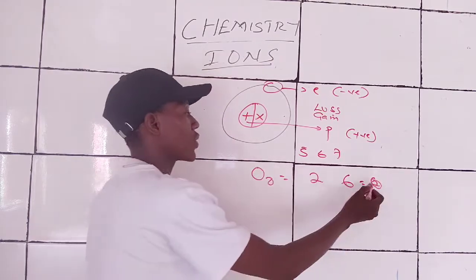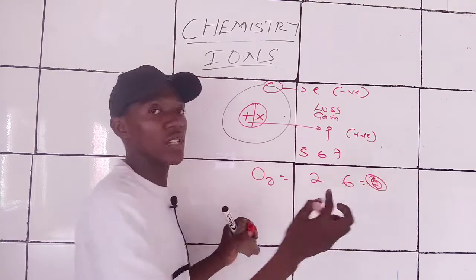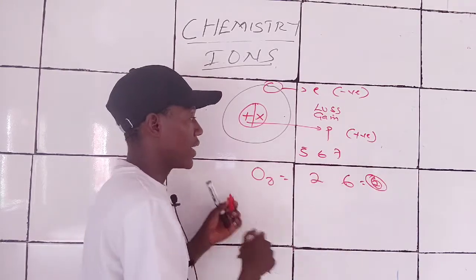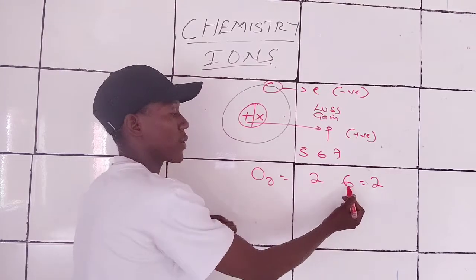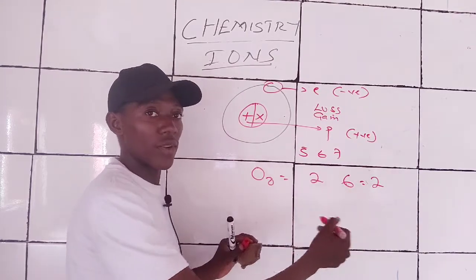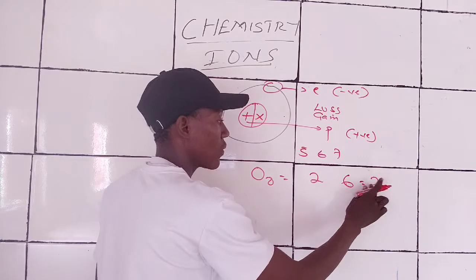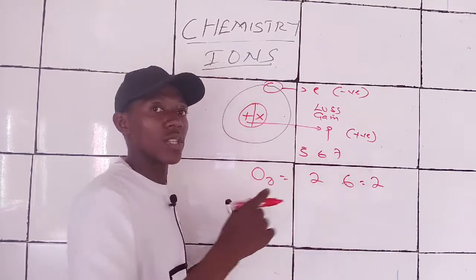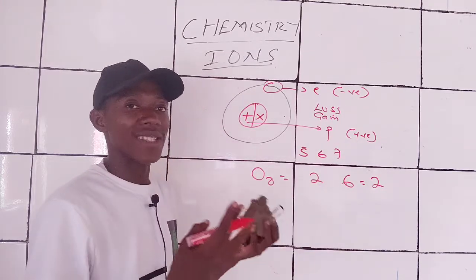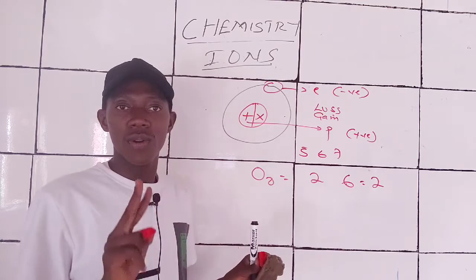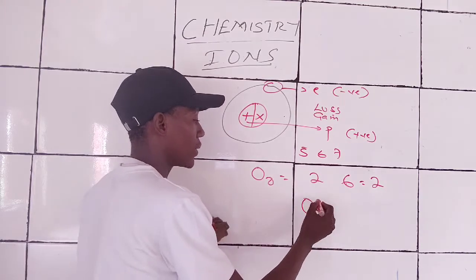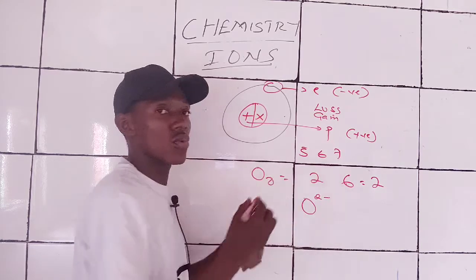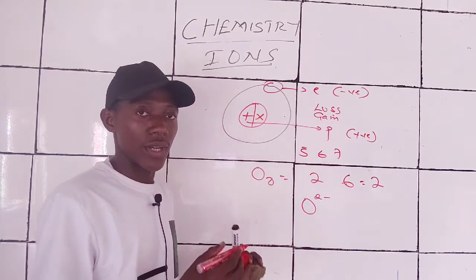So oxygen will tend to gain 2 electrons. Now the valency is 2, meaning from 6, which is what is left, as we've explained earlier. So the valency of oxygen is 2. It is telling us that oxygen is capable of accepting 2 more electrons. So because of that, the oxygen ion is written as O2 minus. Are we getting it now?